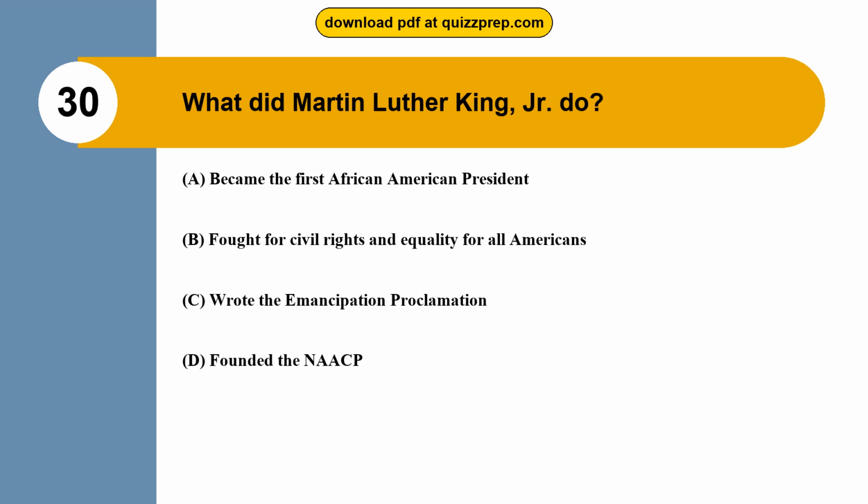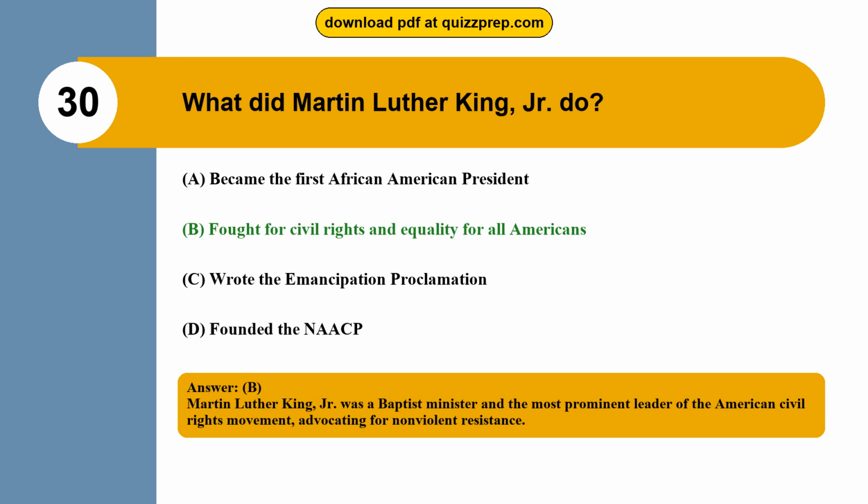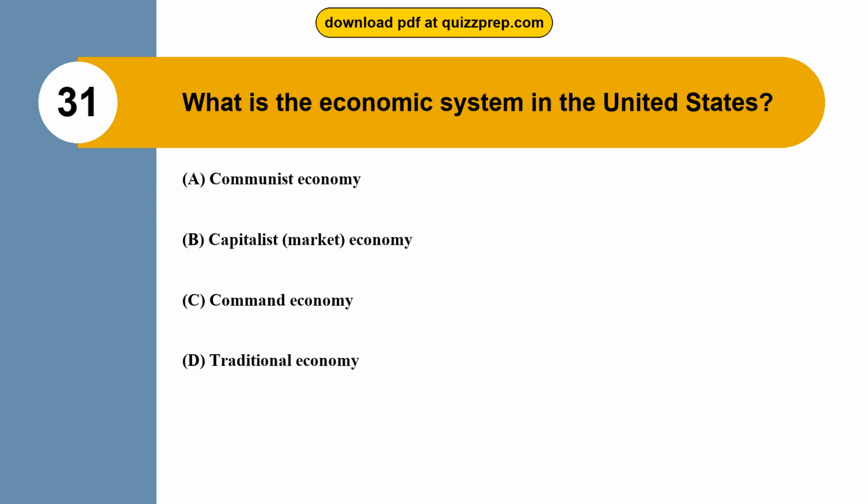Question 30. What did Martin Luther King, Jr. do? Option A, became the first African American president. Option B, fought for civil rights and equality for all Americans. Option C, wrote the Emancipation Proclamation. Option D, founded the NAACP. The correct answer is option B, fought for civil rights and equality for all Americans. Martin Luther King, Jr. was a Baptist minister and the most prominent leader of the American civil rights movement, advocating for nonviolent resistance.